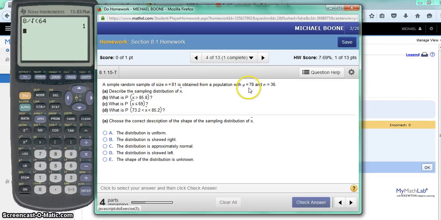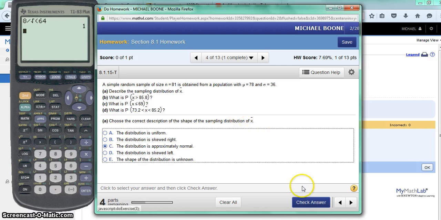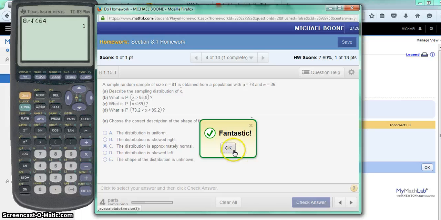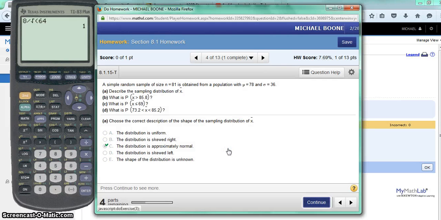So here's a problem where we have a population mean and standard deviation, but we're dealing with the sample size of 81. So there's some different parts of the question. Choose a correct description of the shape of the sampling distribution of X bar. We have a pretty large sample size. And so since we have this large sample size of 81, we could go ahead and say that the distribution of our means should be approximately normal. In the book it should say if your sample size is greater than 30.